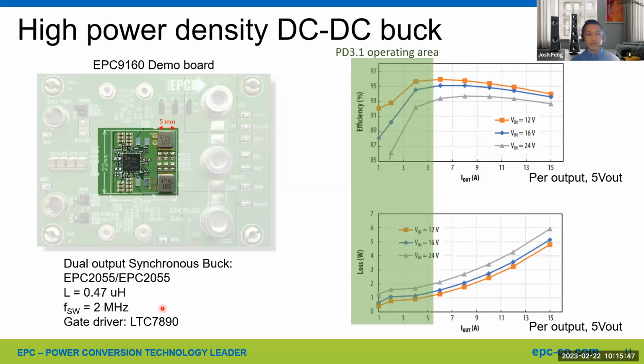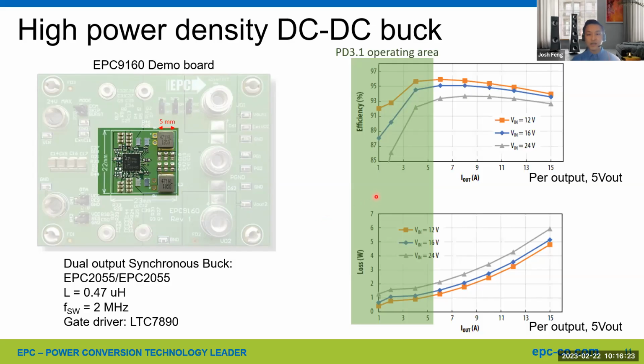Maybe, for example, I take our EPC9160 demo board as an example. This is running at 2 megahertz switching with our 40-volt EPC2055 device paired with ADI 7890 gate drivers. This is obviously a two-phase design, but you can also convert it to one phase. The conversion portion is about 2 centimeters by 2 centimeters. That gives you two phases, and it can do much higher current than PD.